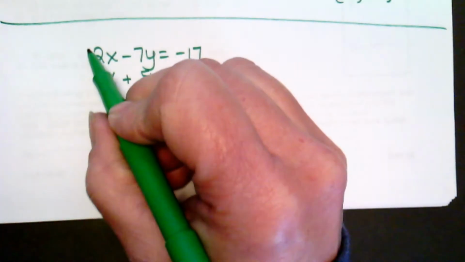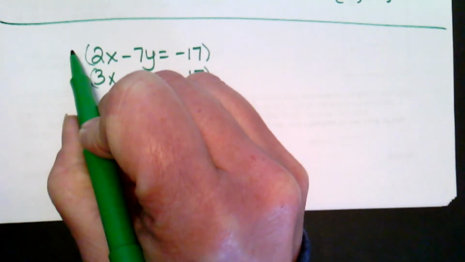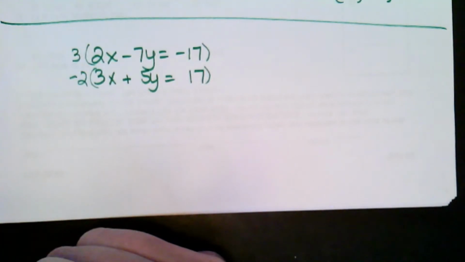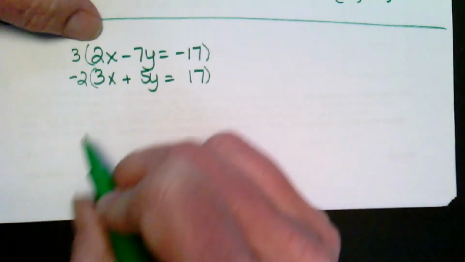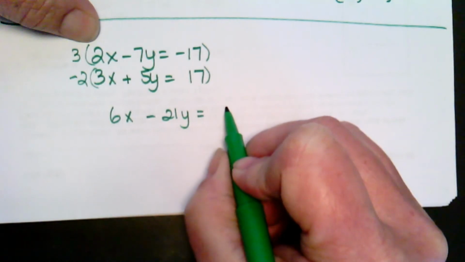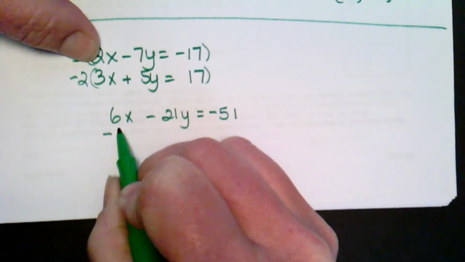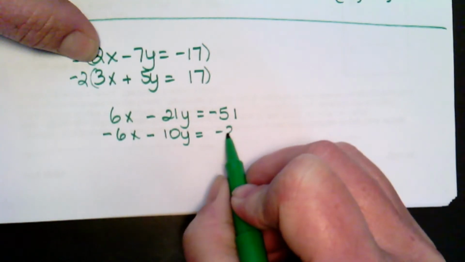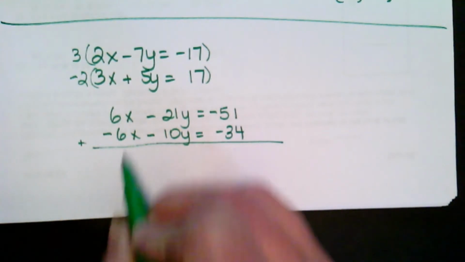I like smaller numbers, so I'm going to choose the x. So I think I want to make this one a positive 6 and this one a negative 6. Remember, your goal is to have opposites so that they'll cancel out. So my new equation for the top is that. My bottom is that. And now I can add them. Canceled out.